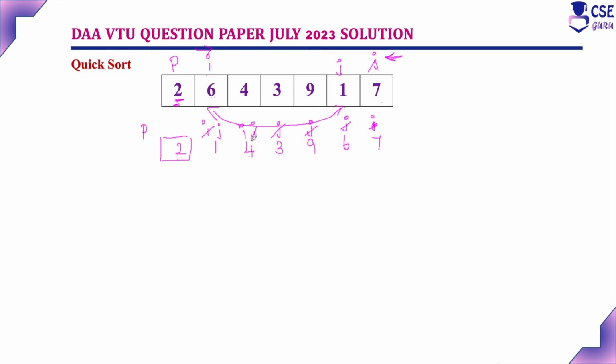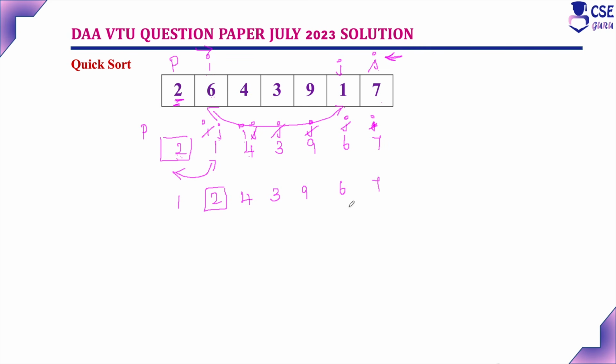But here, I and J have crossed over each other. So this is situation 2. What you have to do? We have to exchange the pivot element with the J index value. So this is situation 2: I and J have crossed over each other, so exchange the pivot element with the J index value. If you are exchanging, 1 will occupy this position, 2 will occupy this position. The remaining is 4, 3, 9, 6, 7.